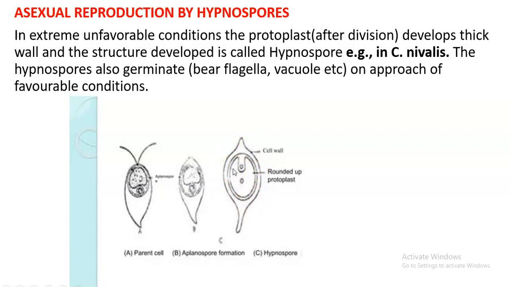It is seen in Chlamydomonas species like Chlamydomonas nivalis to overcome the unfavorable situations. Then during favorable conditions, this particular hypnospore will develop into a new thallus of Chlamydomonas by developing flagella, vacuole, etc. So this is all about hypnospore development and the mode of asexual reproduction through that mode.